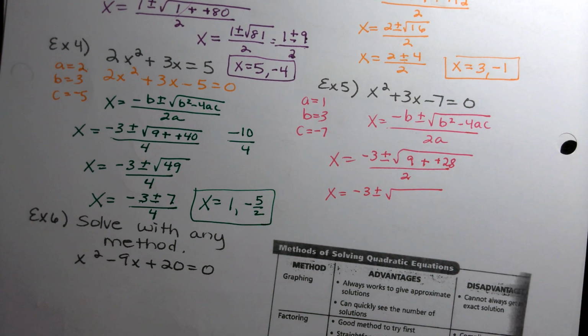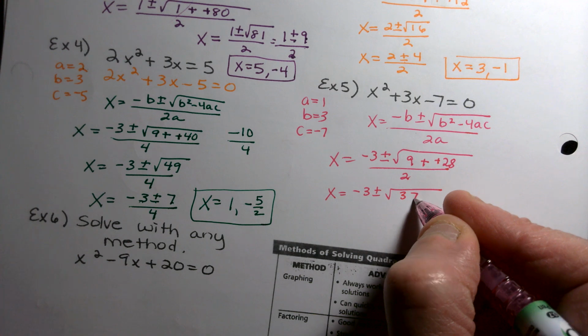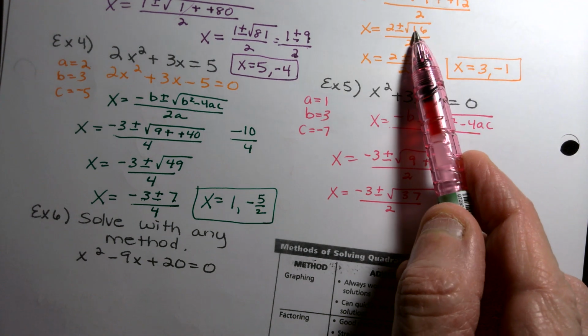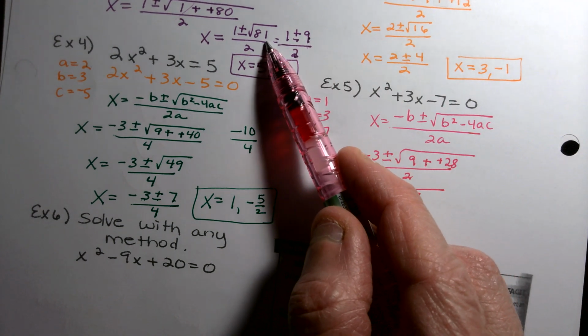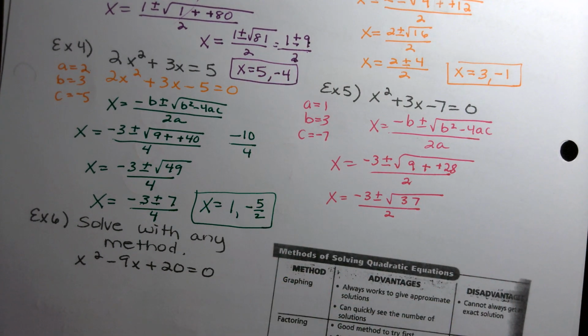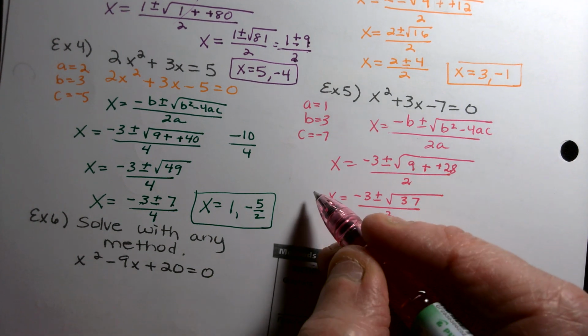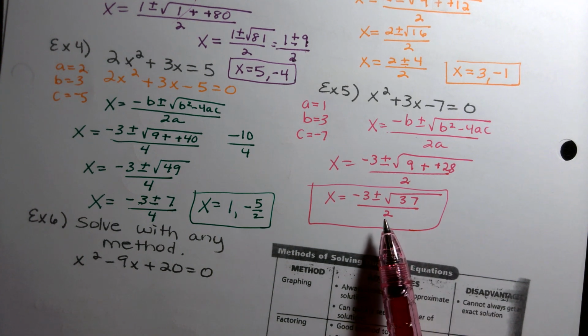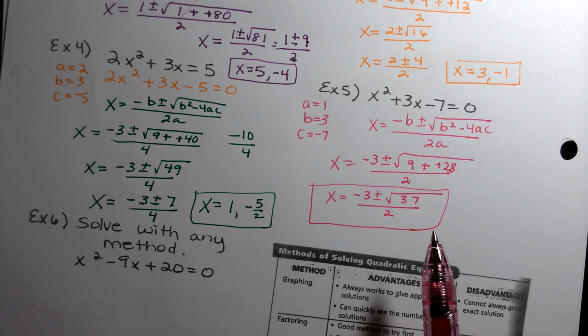28 plus 9 is 37, all over 2. Okay, we finally hit one. Up here it was square root of 16, square root of 81, square root of 49. Those are all perfect squares. 37 is not. You can't get the square root of 37. If you did, it's going to go off the calculator. So guess what? Even though that looks kind of crazy, that's your answer. You leave it like that. That's the exact answer for that.